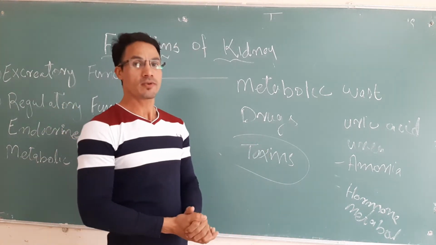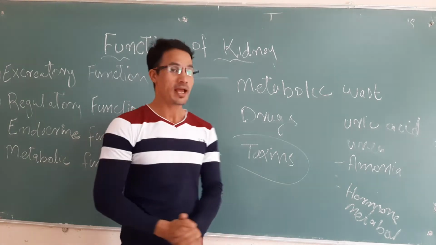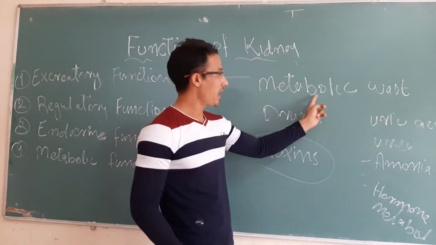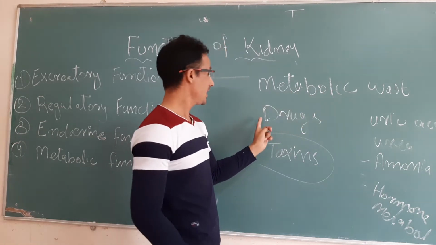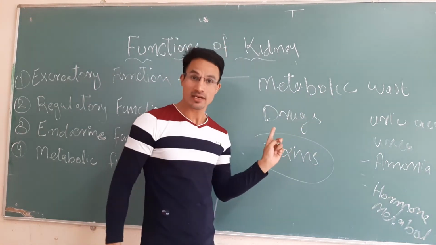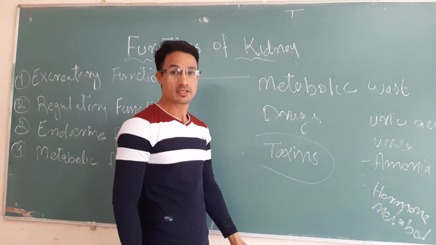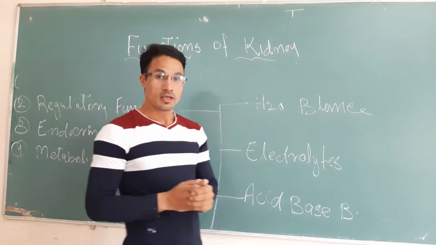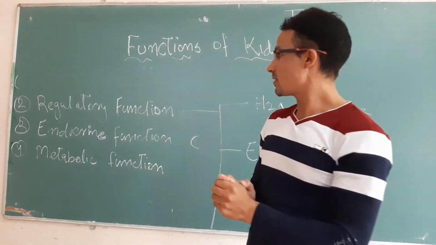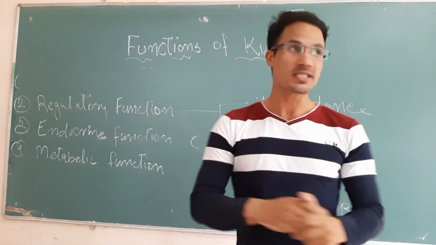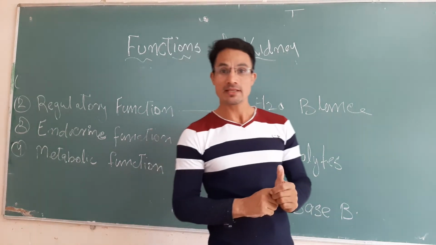This was the first function of the kidney, that is the excreting function. The first one was the metabolic waste products. Second, it helps excrete the drugs. Third, it helps excrete the toxic substances. Now the second function of the kidney that is also important. It helps in regulation. What does it regulate? It regulates the water balance in the body.